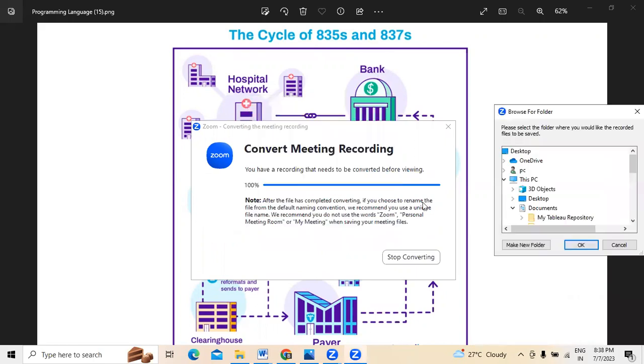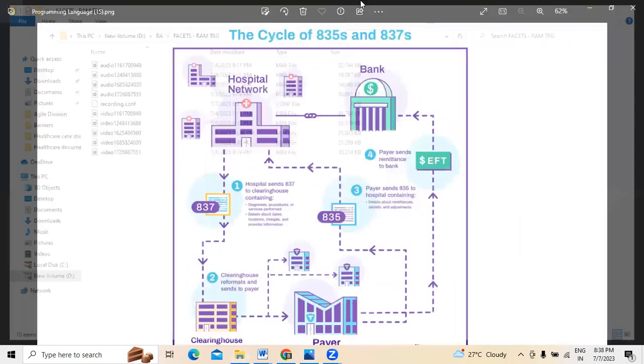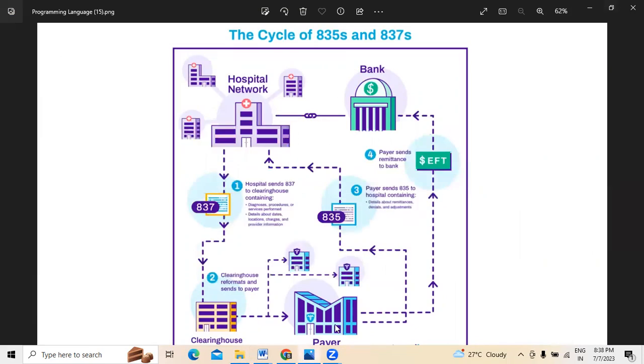So this is what we generally do. The complete transaction between the provider and the payer happens through 835 and 837. This is the complete picture. Do you understand this? Is it clear to you now? So, the coordination of benefit that we were discussing. Yes, tell me.